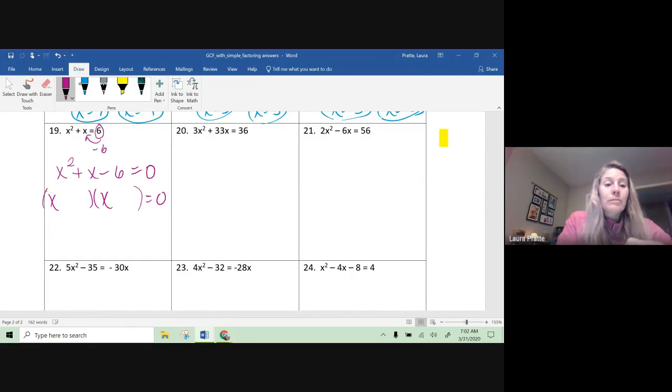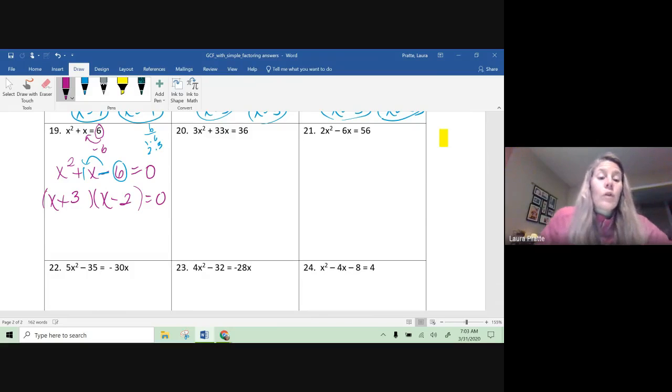So x and x, what are the two numbers that multiply to get 6, that subtract to get this one in the middle? So the two numbers that subtract to get the 1 would be 3 and 2. Now, it's a -6, so I know they're opposite signs. The bigger number should get the positive. Smaller number gets negative. 3 minus 2 does equal that 1 in the middle.